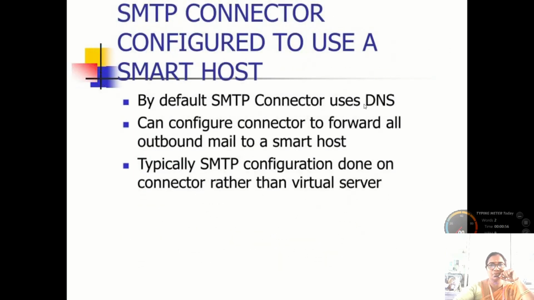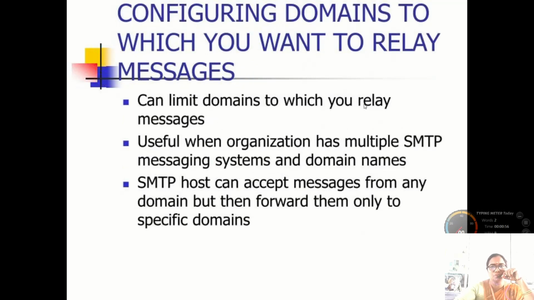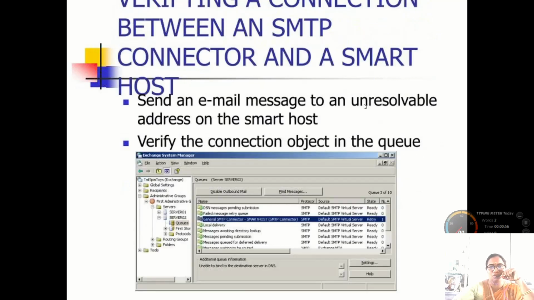An SMTP connector configured to use a smart host. By default, the SMTP connector uses DNS, the Domain Name System. You can configure the connector to forward all outbound mail to a smart host. Typically, SMTP configuration is done on the connector rather than the virtual server. Configuring domains to which you want to relay messages: you can limit the domains to which you relay messages. This is useful when an organization has multiple SMTP messaging systems and domain names. An SMTP host can accept messages from any domain but then forward them only to specific domains.